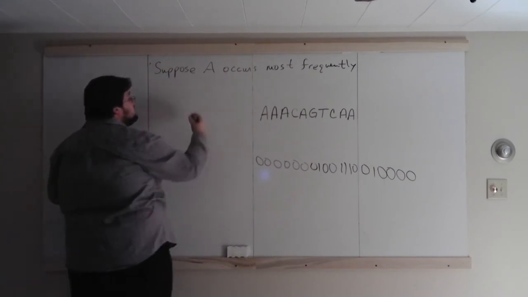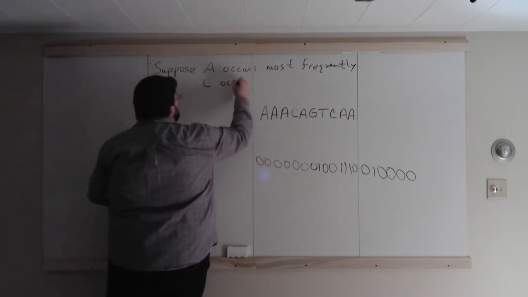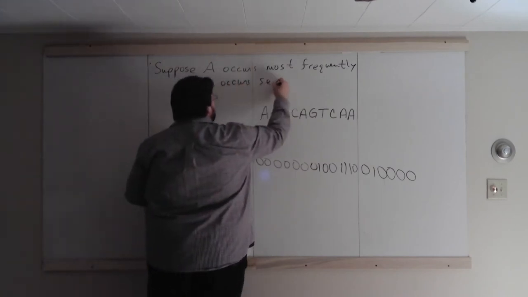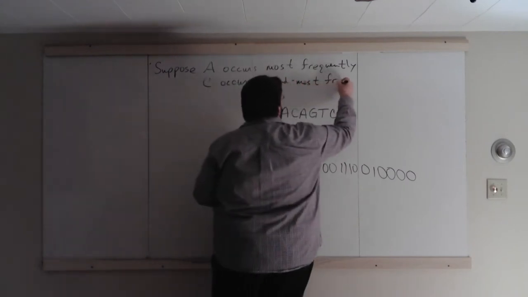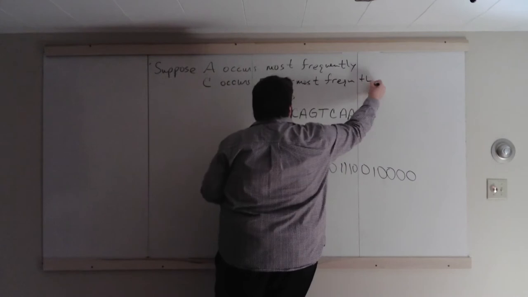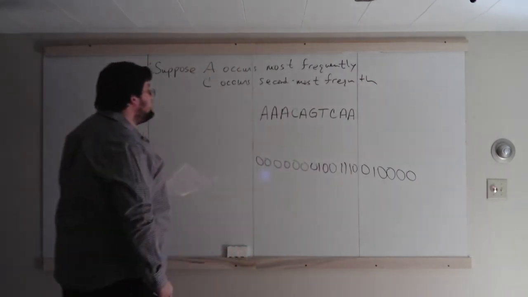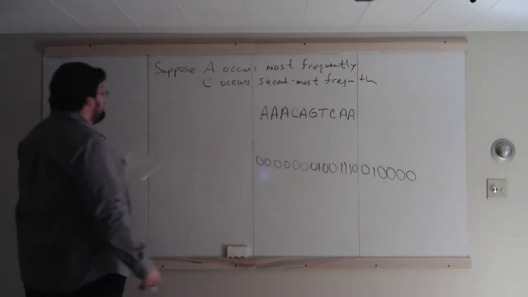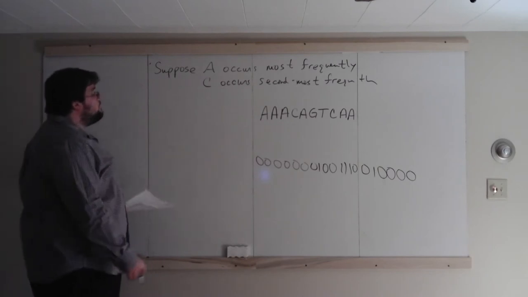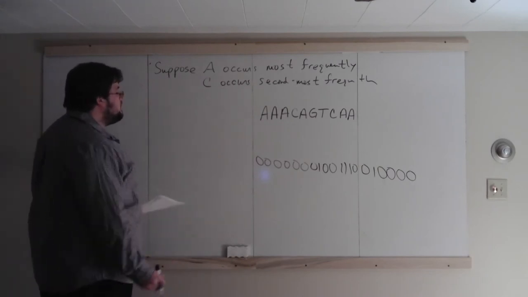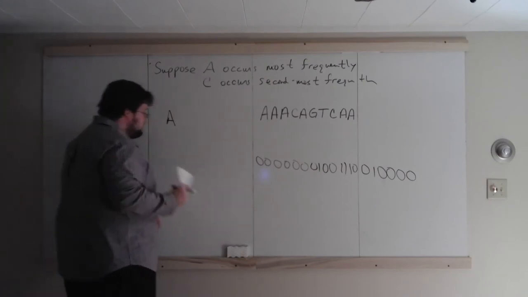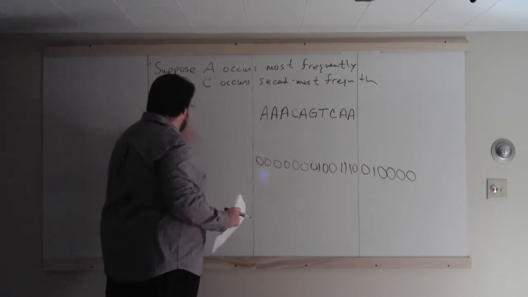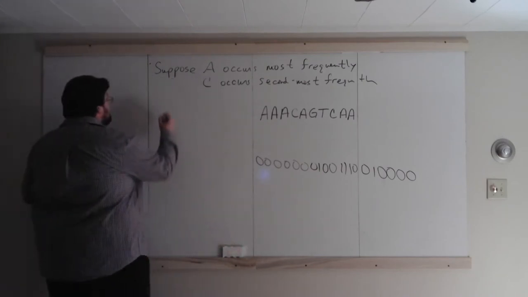And suppose C occurs second most frequently. And then G and T occur third most frequently, about the same. Well, if we know this, we might suspect that this could be a more efficient encoding method that I'm about to write.